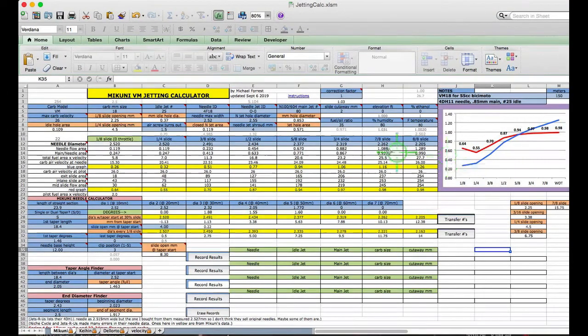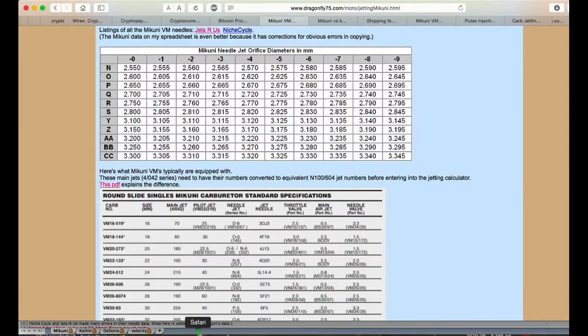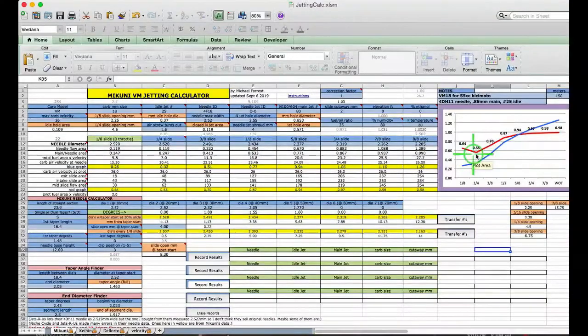And why is that? Because this is a carburetor that I received with the needle jet hole diameter smaller than what it should be. It's a VM18 by Mikuni, and if you see right here the specs, it says the needle jet should be an O0. If you look up here, O0 is 2.6 millimeters hole diameter. And when I took it out and measured it, it was 2.55, which means they gave me the wrong one. And this is the result.